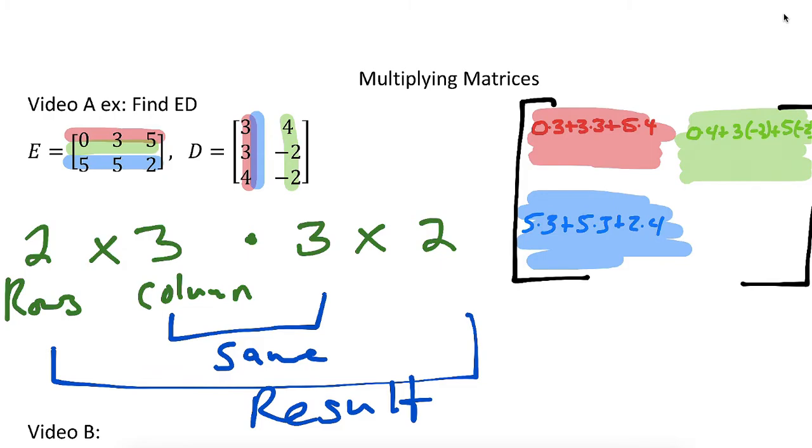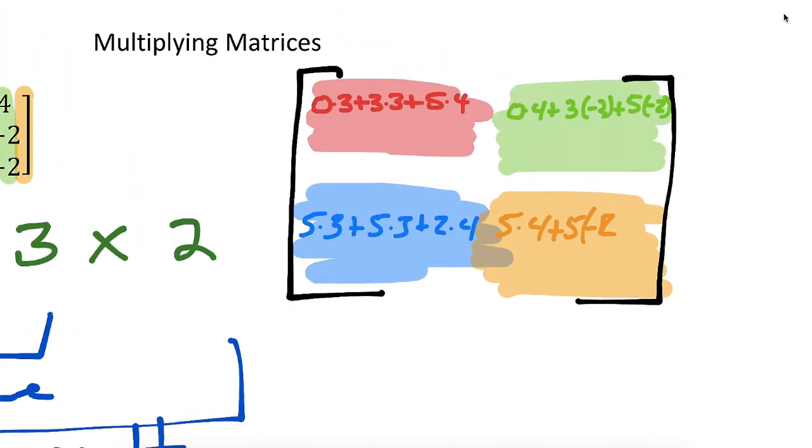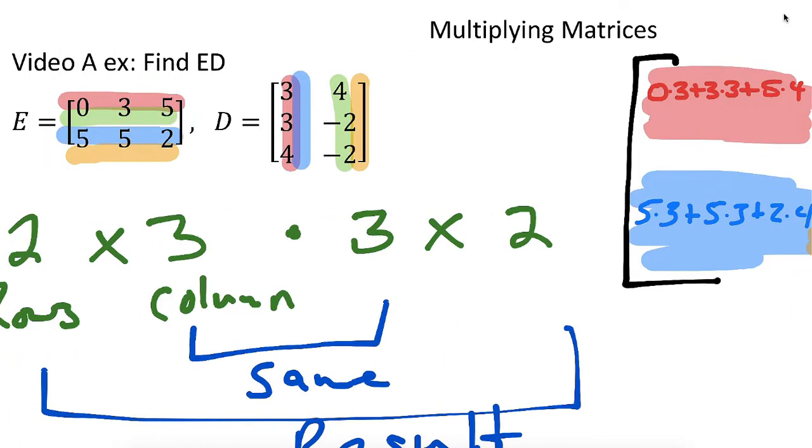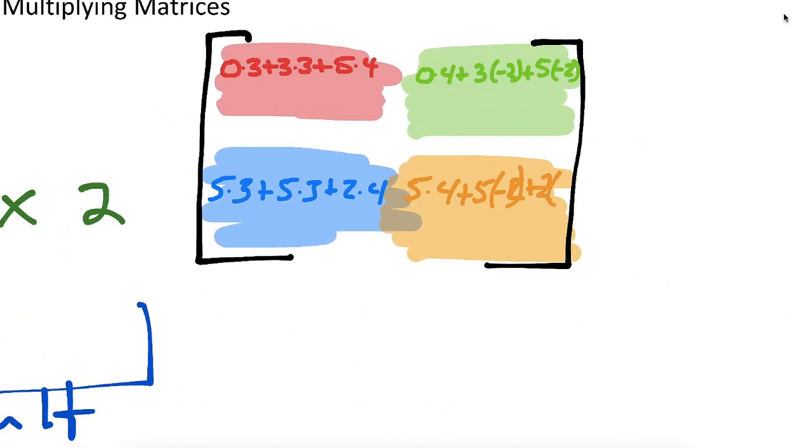And then finally, we get to our last one. We'll highlight it in orange. We're going to do this row times this column right here, and we're going to put that value right there. So we're going to do 5 times 4 plus 5 times negative 2 plus 2 times negative 2. Okay, that's a negative 2 right there.